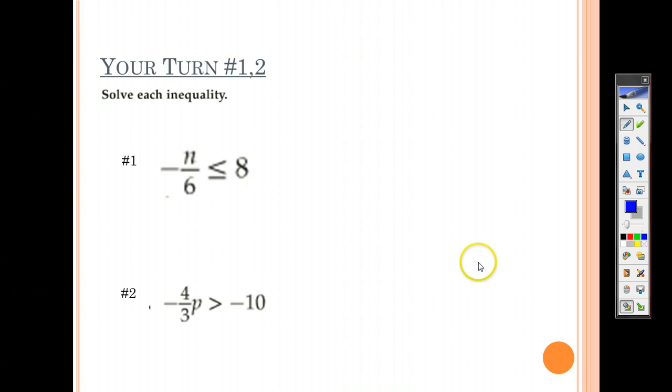Okay, now it's your turn. Make sure you take out a piece of paper, write your name on it, the date, and the section, 5-2. Write your turn numbers 1 and 2, and solve those inequalities. I would also like you to graph each one of the inequalities. Pause the video right now and come back when you're done.